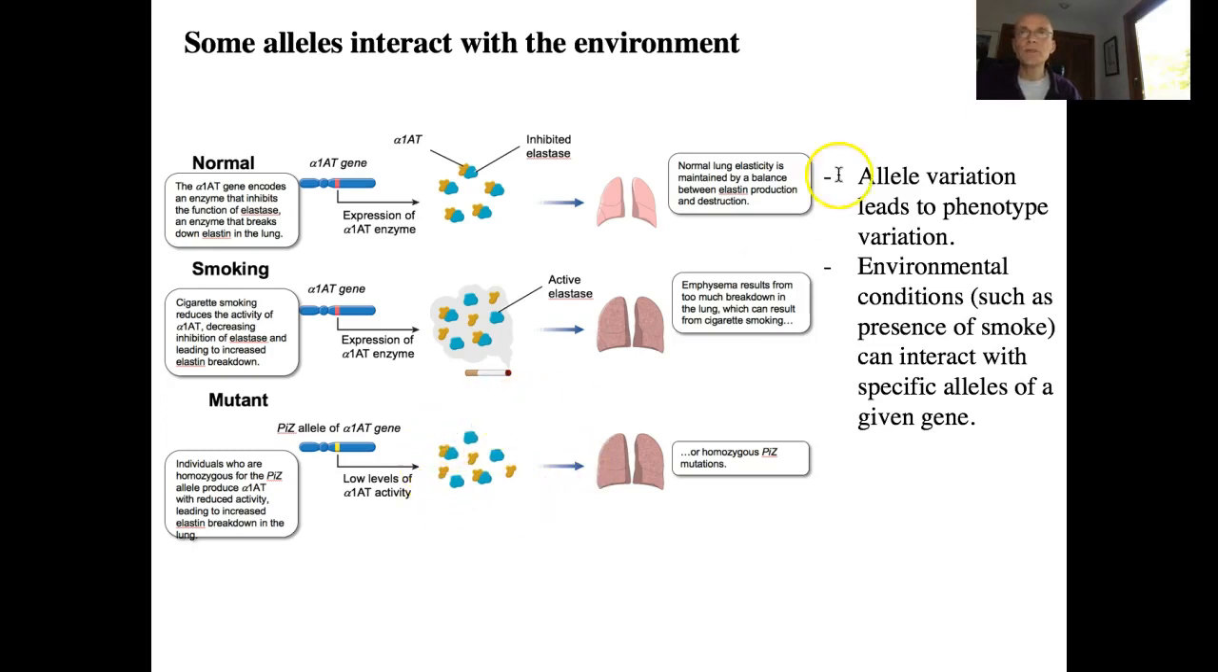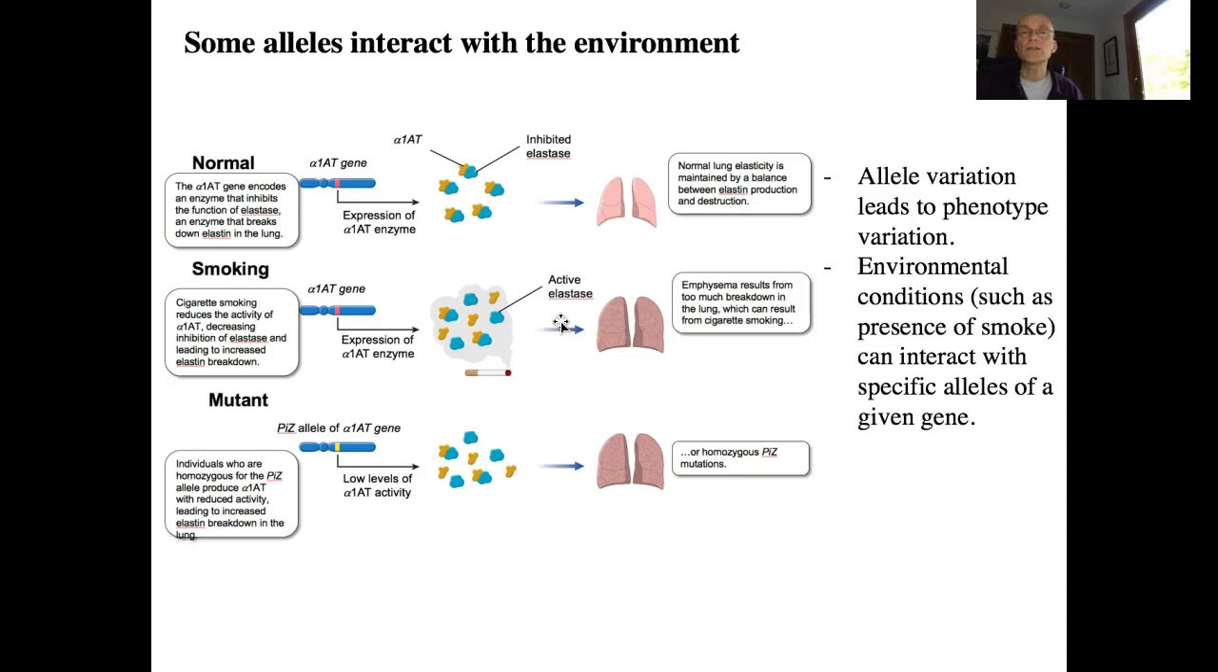So the way I'm summing this up here is that allele variation leads to phenotypic variation, and that environmental conditions can interact with specific alleles of a given gene. So in other words, in this case, under the given environmental conditions, smoke, having a particular type of allele can be much worse than just being in that condition or just having that particular allele. So yes, smoking will increase your chances of emphysema, and yes, having the PiZ allele will increase your chances of having emphysema, but doing both or having both makes it even harder, makes it even worse.